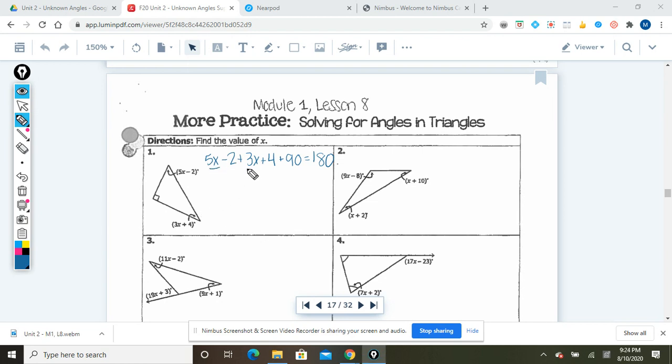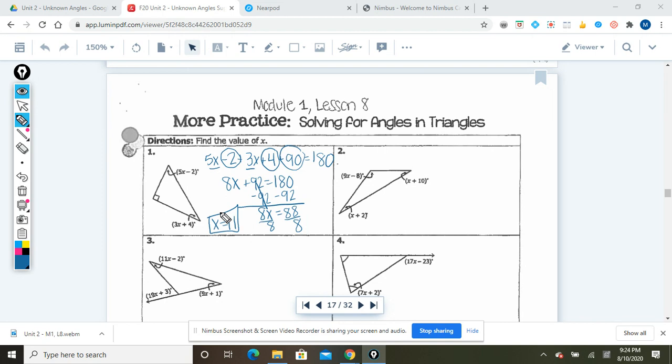So I have 5x plus 3x gives me 8x. Negative 2 plus 4 gives me a positive 2, plus 90 gives me 92, is equal to 180. I'm going to subtract 92 from both sides. So I get 8x is equal to 88. Divide both sides by 8, and I get x is equal to 11. So that was my answer to number 1.